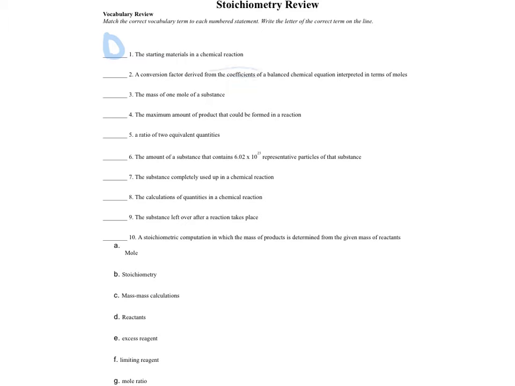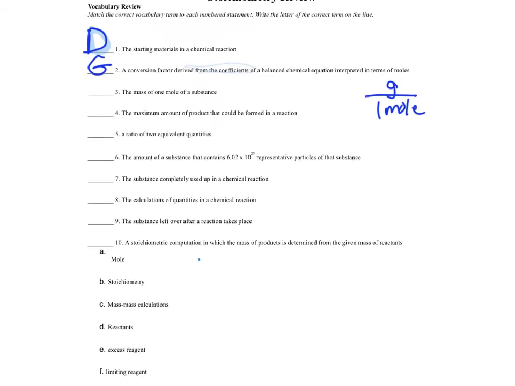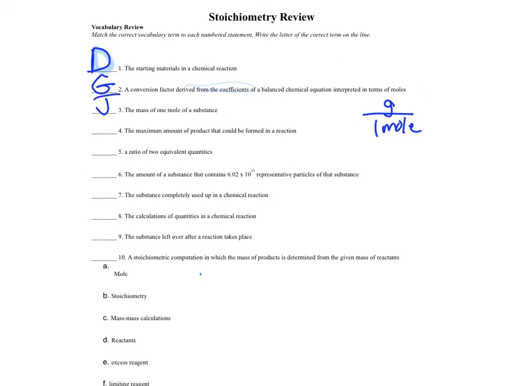Because we get it from the coefficients. Okay, so that would be G. This one was D. The mass of 1 mole, so it's a mass over 1 mole, is going to be J, molar mass.